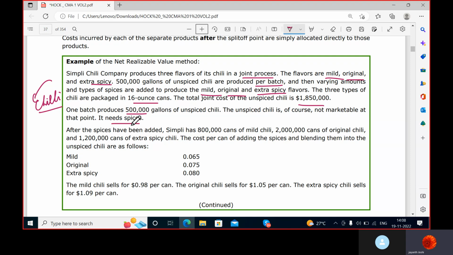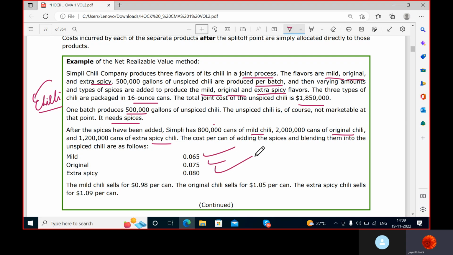It needs spices. After the spices have been added, Simply has 800,000 cans of mild chili, 2 million cans of original chili and 1.2 million cans of spicy chili. So after the spices have been added, the gallons you made become this many 16-ounce cans. So these many cans you can see. The cost per can of adding the spices and blending them into the unspiced chili is this.